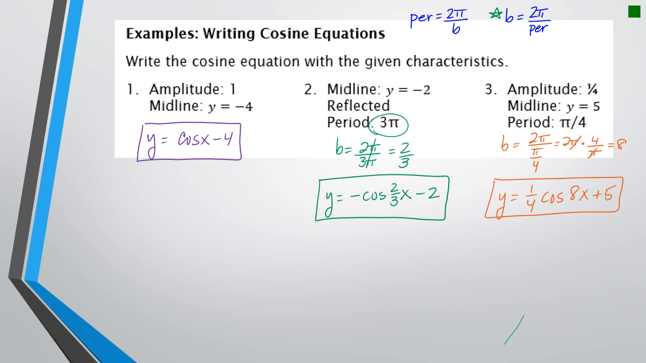The last thing I want to point out, which we talked about a little bit when we learned sine, is that when you are given either the period or the b number, they should be opposites. What I mean by that is if you have a small b number, that would translate into a period that's bigger than 2 pi, and vice versa. If you have a large b number, you should have a period that's smaller than 2 pi. So if you look at number 3, your b number is 8. That's a pretty big b number. So that makes sense then that the period is pi over 4, which is smaller than 2 pi.